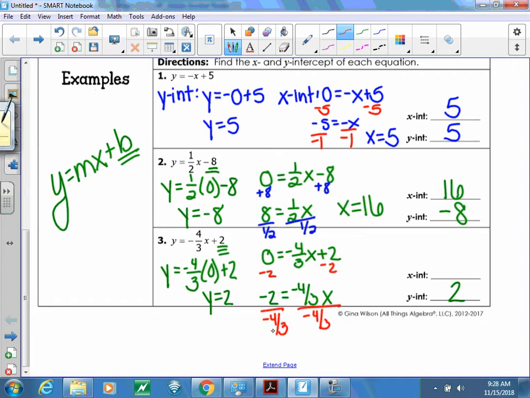And 2 divided by a negative 4/3, we actually have to multiply it by its reciprocal. I don't have a calculator with me right now, so negative 2, multiply that by negative 3/4. A negative times a negative is a positive. So we're going to get a positive 6/4, which simplifies to 3/2. So our x-intercept is going to be 3/2.